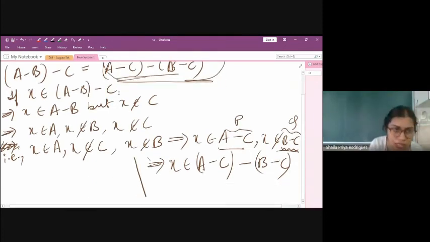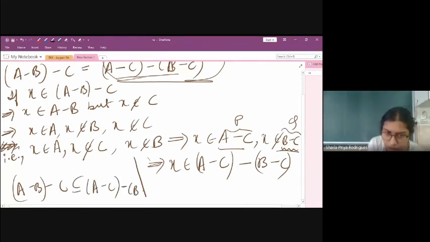Okay, so this means that we took a random element in the first set, proved that it is in the second set. So it means that the first set is a subset of the second set, the second set being A minus C minus B minus C.